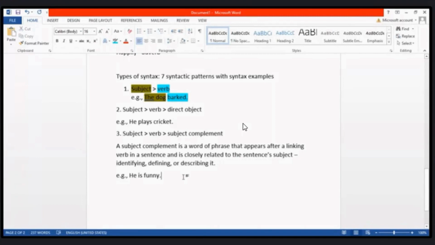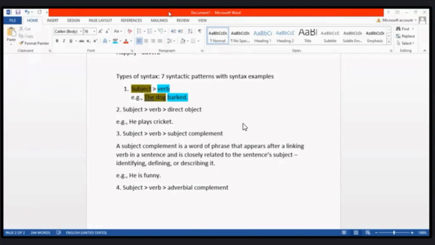Now moving on to our fourth type of syntactic pattern with an example. This is our fourth type of syntax or sentence structure. The fourth type is subject plus verb plus adverbial complement. Just like subject complement, you might ask, what is an adverbial complement?